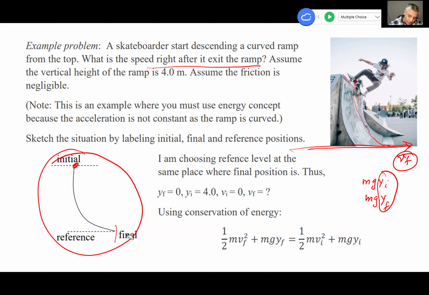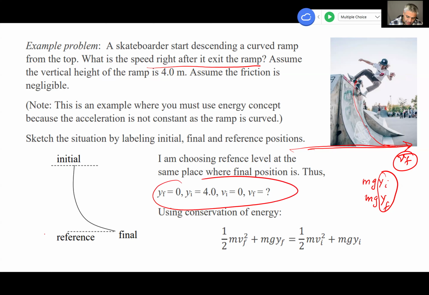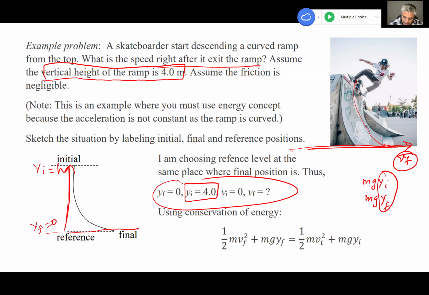Okay. So once we have that, I'm writing these values. Since our reference is right there, yf is going to be 0. And yi is over here, which is the same as whatever the height is. And that height is given, it says vertical height of the ramp. See there? So that means it's the whole thing there, and that is 4 meters. And that's what I am writing there.